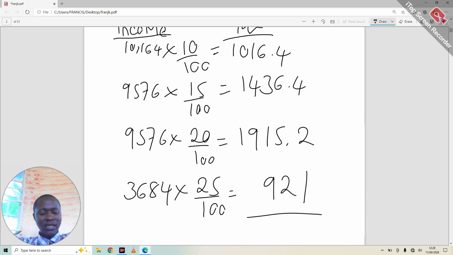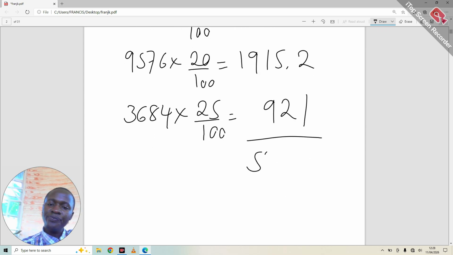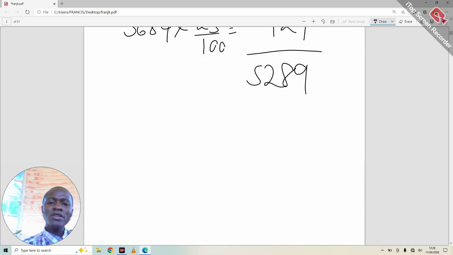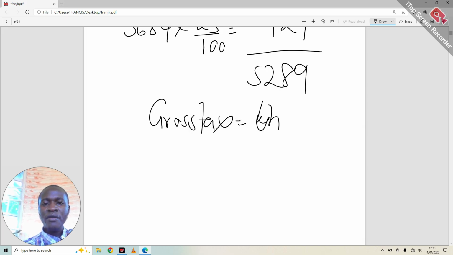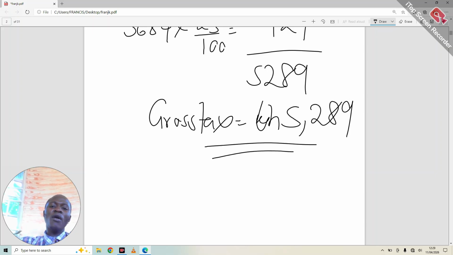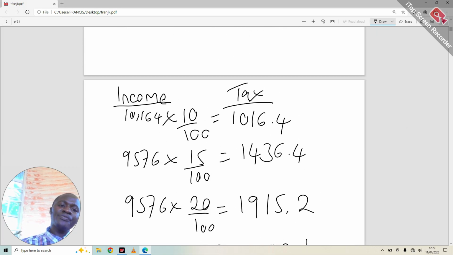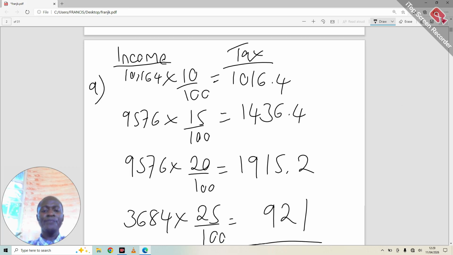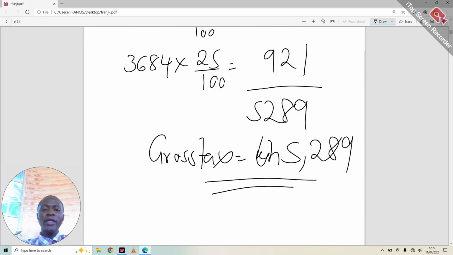So let's add the gross tax: 1016.4 plus 1436.4 plus 1915.2 plus 921. We have a total of 5,289. That means our gross tax will be 5,289. This is part A, and remember, it is only 4 marks. So where are those 4 marks coming from? The table, the addition, and your final answer.